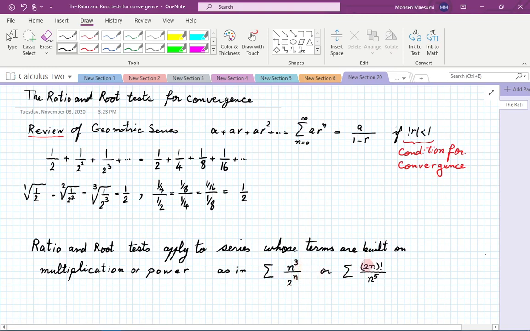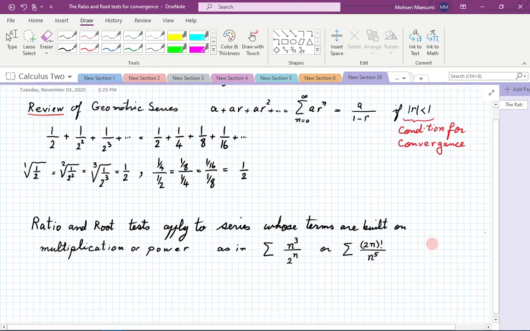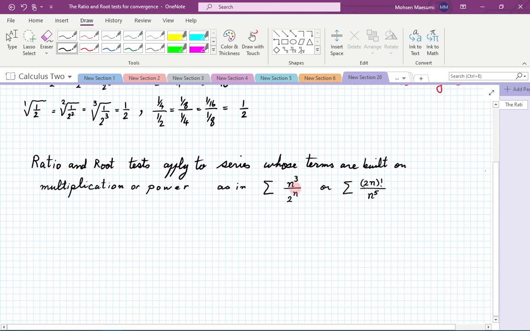So I've here written a couple of series for you to see. For example, here we are having powers built into terms of the series. When you have factorial, it means repeated multiplication. That is again a signal that perhaps ratio and root test are going to be useful for us. So the idea that we have is the following.